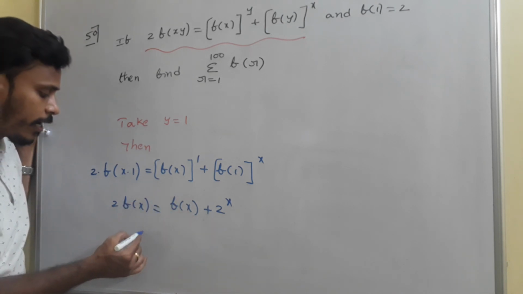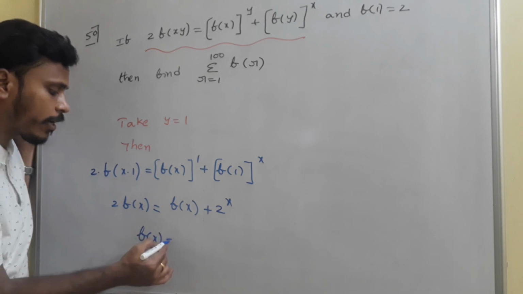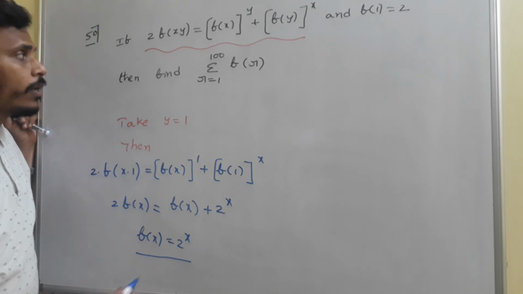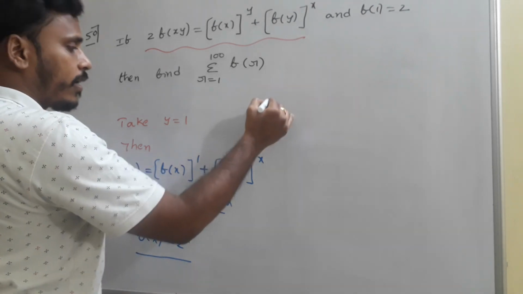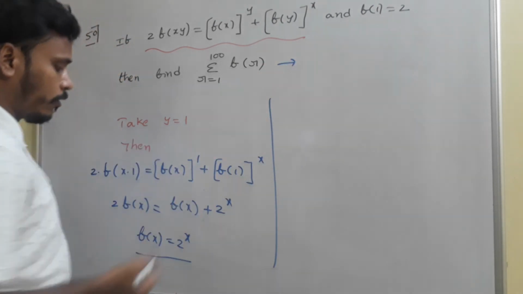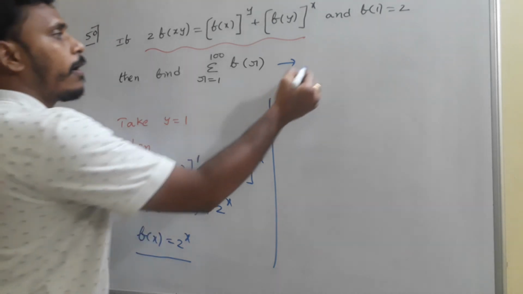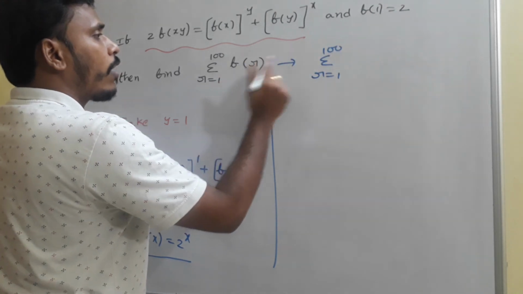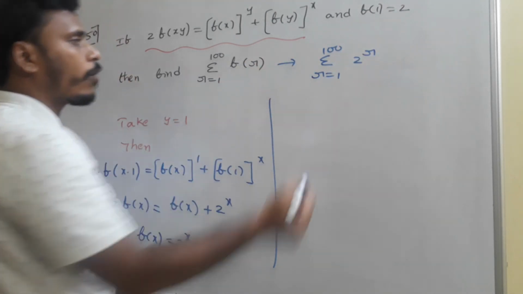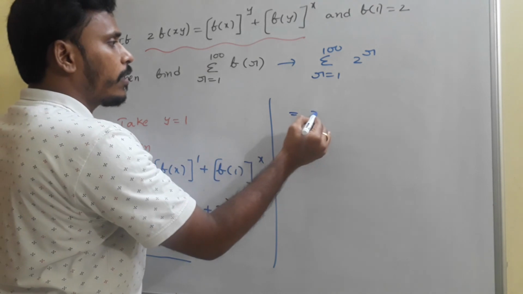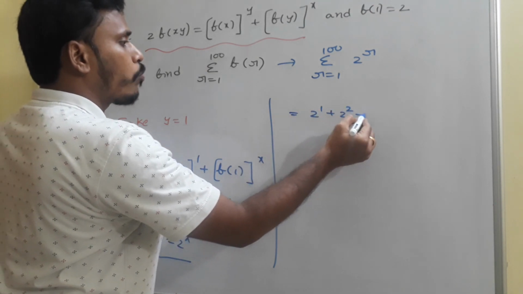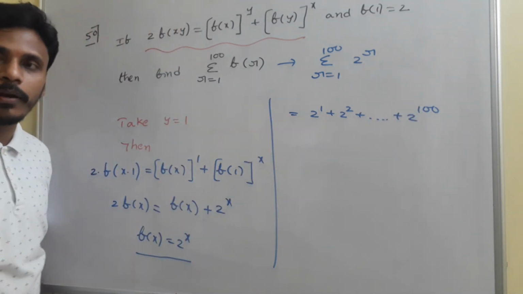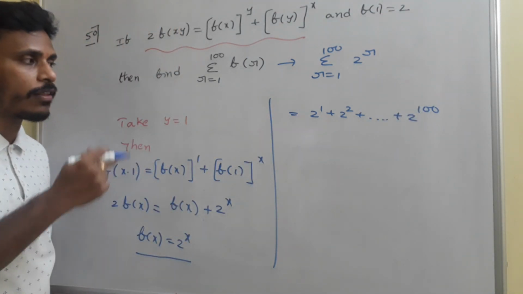Send f of x to this side. You will get 2 f of x minus f of x as f of x. f of x is equal to 2 power x at the end. Since f of x is equal to 2 power x, we need to find this particular value: sigma r running from 1 to 100 of f of r. f of x is 2 power x, so f of r is 2 power r. Which is simply 2 power 1 plus 2 power 2 plus and so on plus 2 power 100. Again they form a geometric progression with common ratio 2, and the first term is 2.